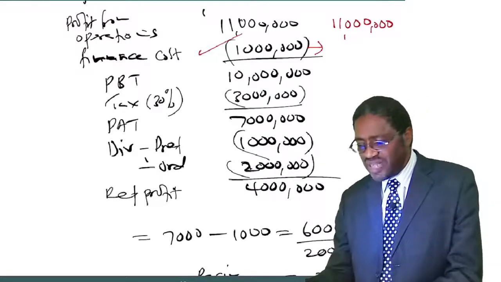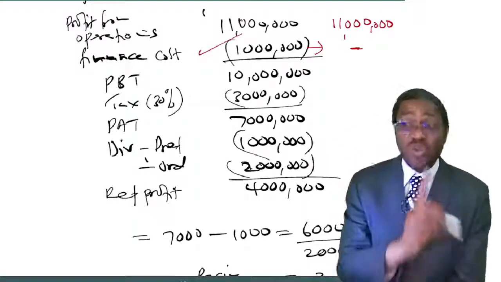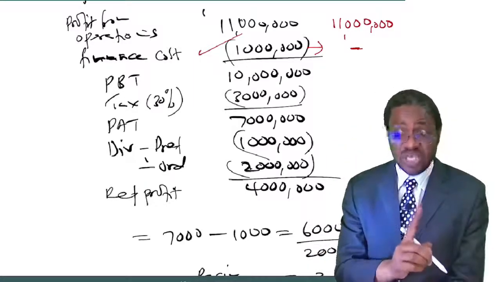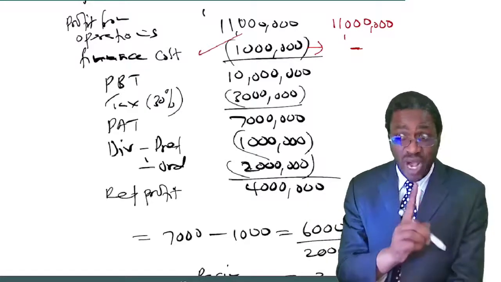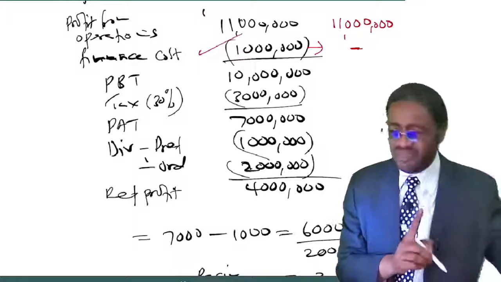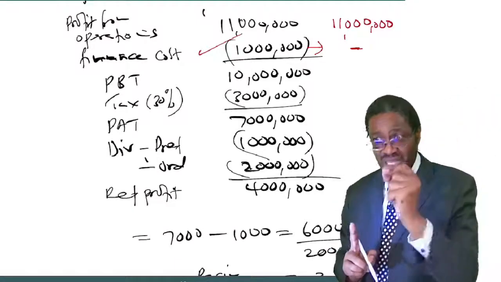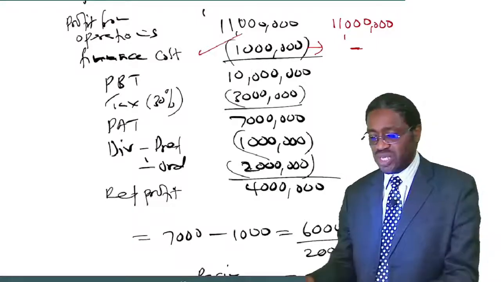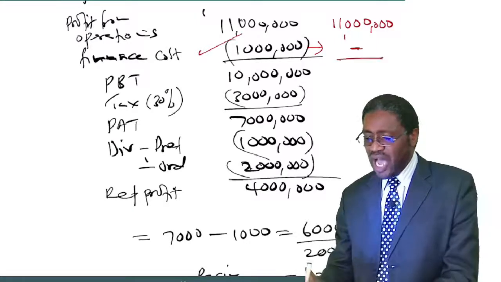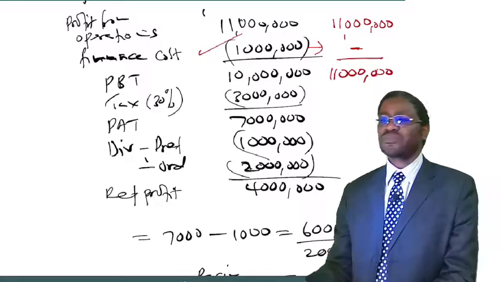We would have saved that interest because we would not have paid them this year. I hope you are following. Why? Had they converted the debentures the moment we issued them, this year we would not have paid it. In other words, we would have saved it. Then we are saying our profit before tax would have been 11 million.